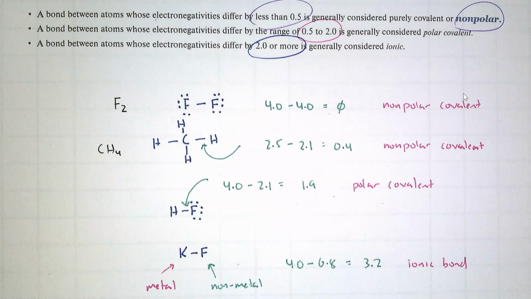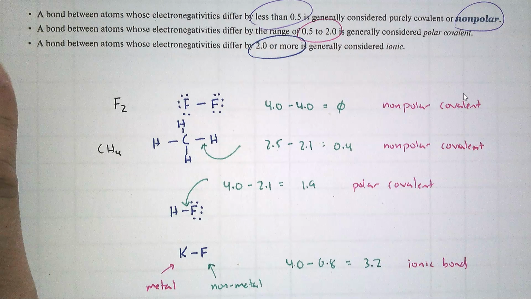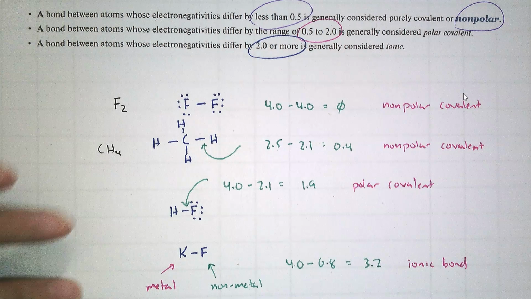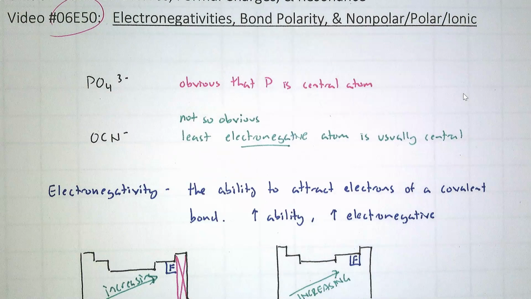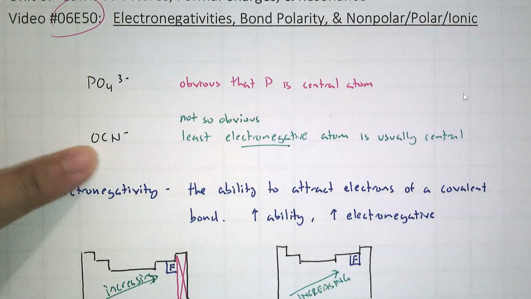But most other bonds that you'll see are going to be either polar covalent or ionic. Polar covalent or ionic. And let's take a look at the examples that we talked about at the very beginning of this video. PO4 3- and OCN-.